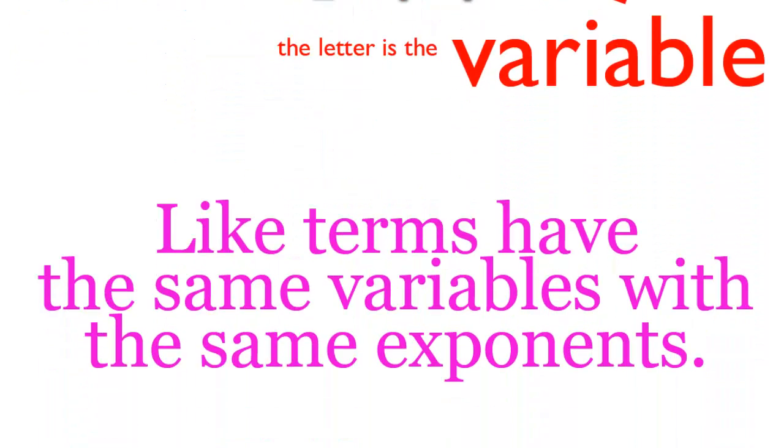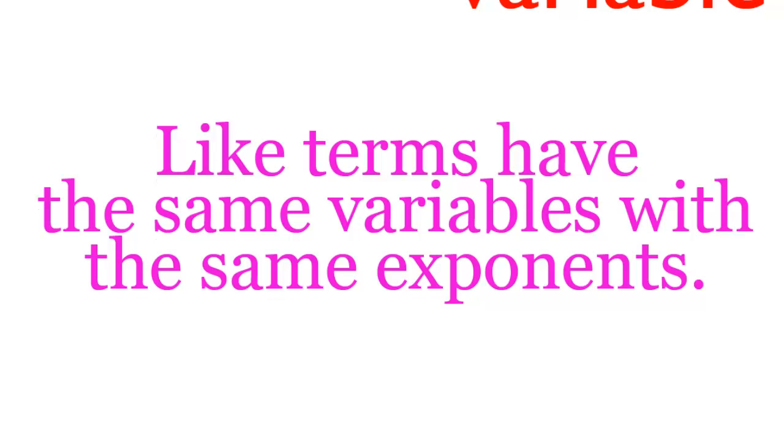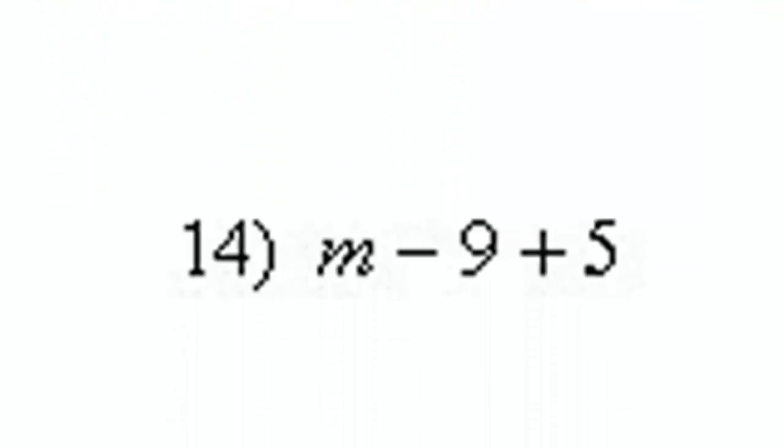So what we're going to be doing is combining like terms. A like term has the same variable with the same exponent. So let's take a look at a couple.